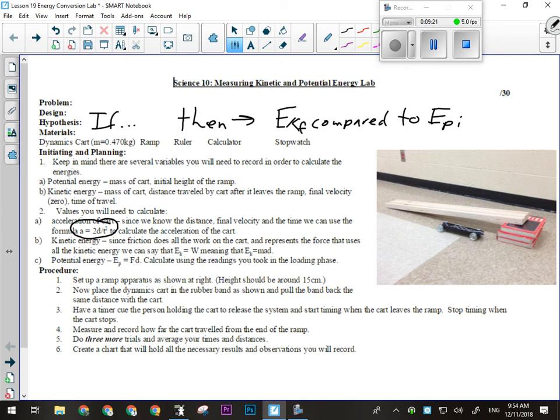Then you will calculate the kinetic energy, and you'll do that by setting the work done by friction to stop the cart equal to the kinetic energy of the cart. That'll just be mass times acceleration, which is force, times distance. That'll give us the kinetic energy at the bottom of the ramp. We'll compare that to the potential energy, which is m times g times h. Simple calculation there, and then we'll be able to compare those numbers.